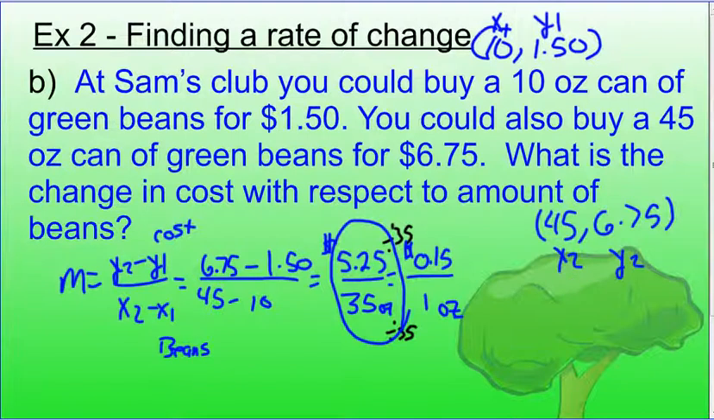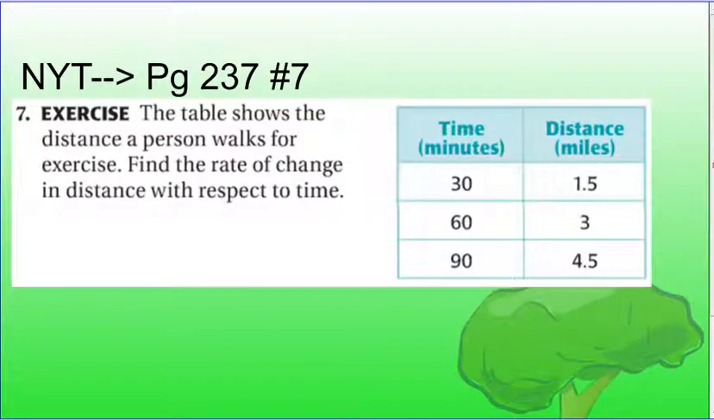There's one problem in the textbook I'd like you to try. It says the table shows the distance a person walks for exercise. Find the rate of change in distance with respect to time. Go ahead and do that right now. Okay, hopefully you did the problem. If not, go ahead and pause the video, work a little bit longer, hit play when you're ready. But I think we're ready.